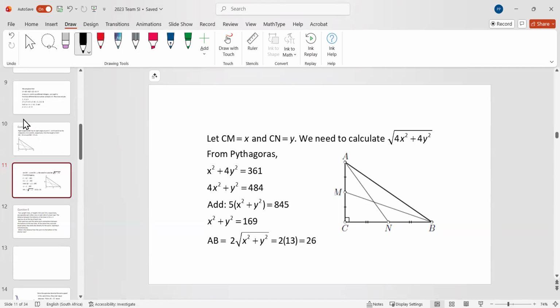In this problem, what I did was I wrote down that CM is x, and I got this as y. So I need to calculate 4x squared plus 4y squared. But I can see when I add, I'll get 5x squared plus 5y squared. And that makes it very easy because if 5x squared plus 5y squared is, you simply add them, then you got x squared plus y squared, and therefore 4x squared plus 4y squared is, you can work it out, it's 4 times 169, and therefore the square root is 2 times 13. Ah, this is much more elegant. Okay, I missed that one.